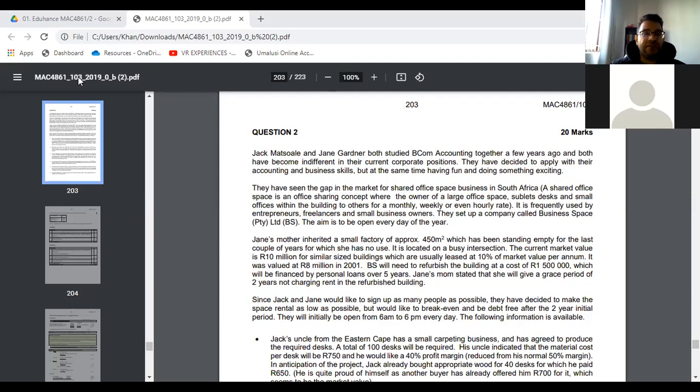So when it comes to relevant costing, the chances of there being an opportunity cost is close to 100%. Okay, so be on the lookout. I'm not saying it's always going to be there, but be on the lookout.